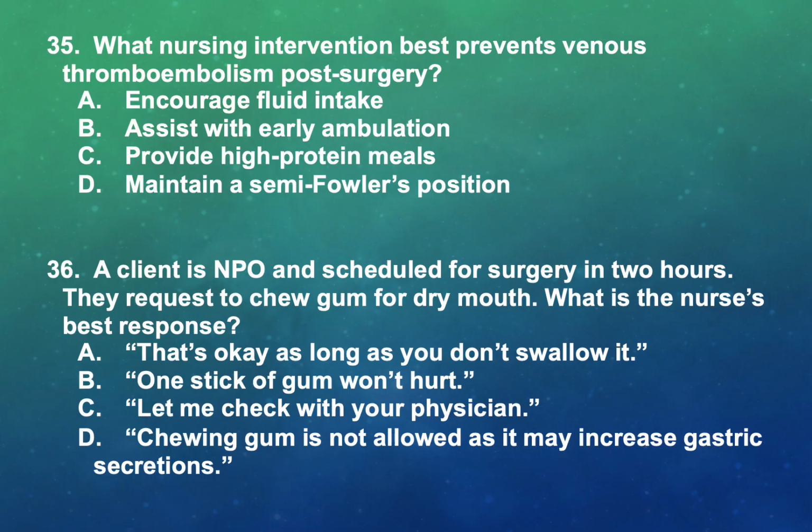The client is NPO and scheduled for surgery in 2 hours and requests to chew gum. What's the nurse's response? 36, answer Delta. Chewing gum stimulates the cephalic phase of digestion. It triggers the autonomic nervous system to increase gastric fluid secretions and lower gastric acid. If a patient chews gum within the 2-hour preoperative window, the increased volume of highly acidic fluid in the stomach elevates the risk of severe aspiration pneumonitis if vomiting occurs during induction of anesthesia.